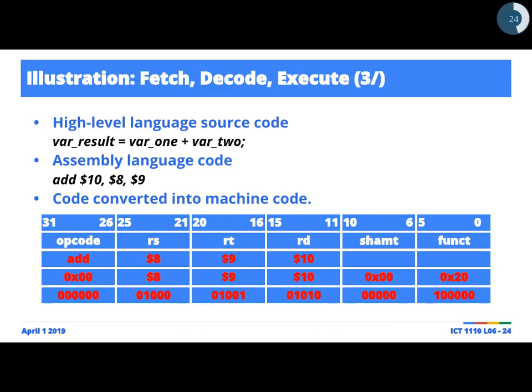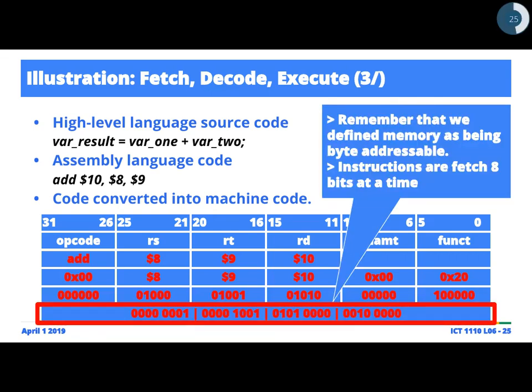So even though this add $10, or add the contents in register 8 and register 9 and then put them in register 10, looks like this, we know that it's 32 bits, meaning that once the CPU is fetching this instruction from memory, it won't fetch the entire equivalent of add $10, $8, $9. No, it will fetch the first 8 bits, and then the next 8 bits, and then the next 8 bits.